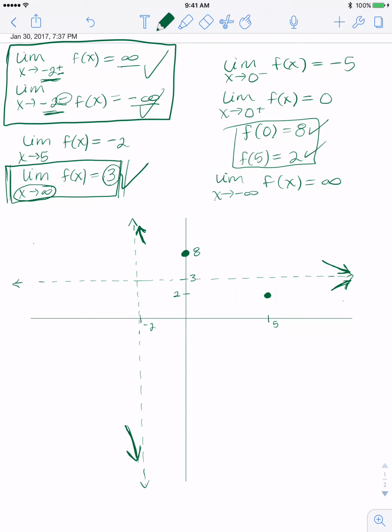The next thing I'll do is deal with this limit, which talks about the end behavior. Limits where x is approaching plus or minus infinity tell you what happens at the ends of these graphs. We already saw on the right side that the end behavior is approaching 3 because there's a horizontal asymptote. But on the left side, as x approaches negative infinity, the outputs are tending towards positive infinity. So I know that this is part of my graph.